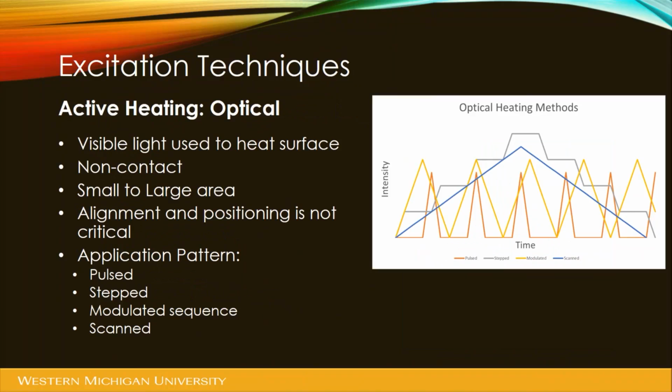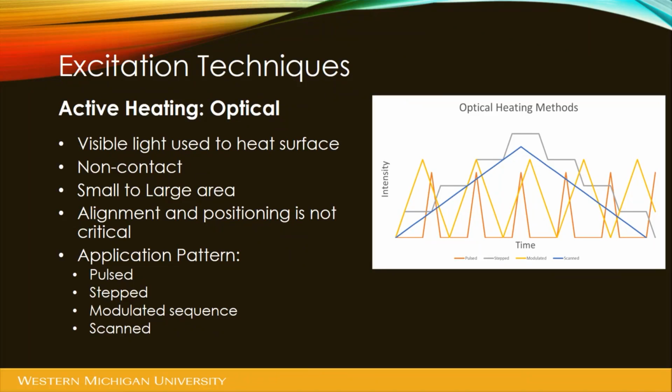Big thing here, non-contact. We can use a non-contact source, right? A light is non-contact. We use a non-contact camera. We never actually have to touch the surface. It can be small to large areas. It's typically used where alignment and positioning is not super critical. You just need to heat the area up, and you need to image it while it's warming up, or you need to image it while it's cooling back down. But they can have different application patterns.